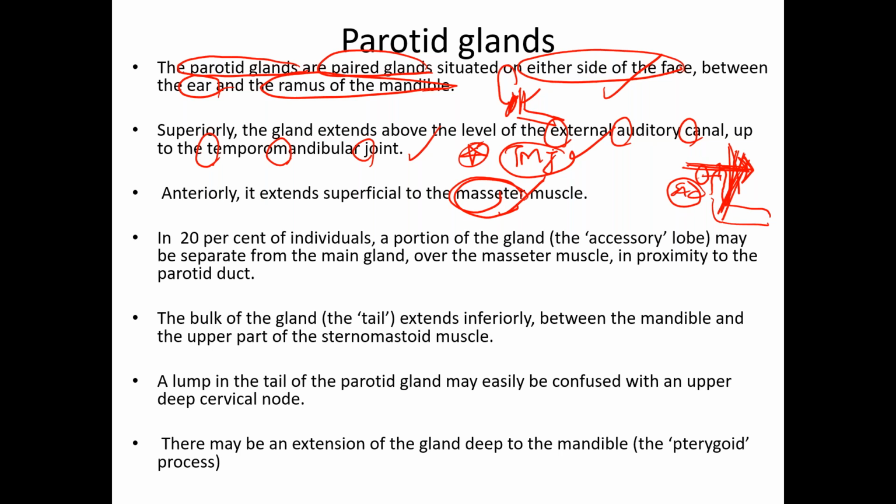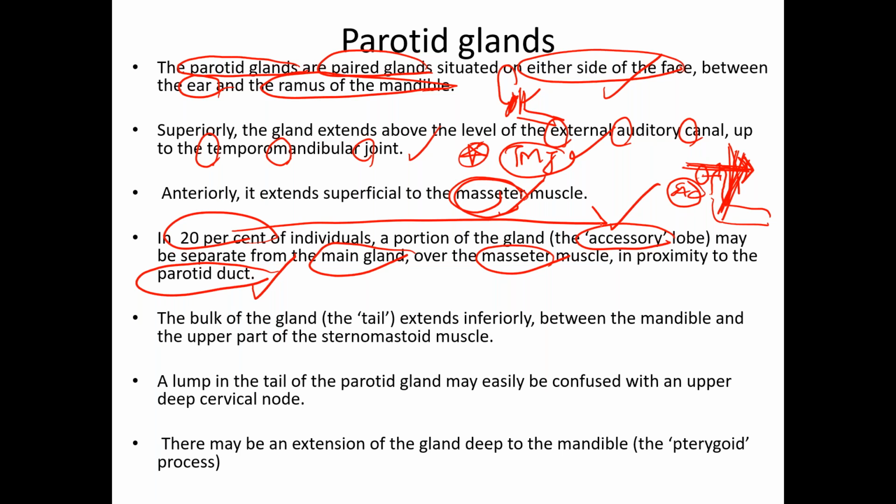In 20% of individuals, a portion of the gland, the accessory lobe, will be there. It is separate from the main gland. It can be on the masseter muscle, in proximity to the parotid duct, nearer to the parotid duct. So in 20%, the chance of an accessory lobe is there, separate from the main gland, over the masseter near the parotid duct.